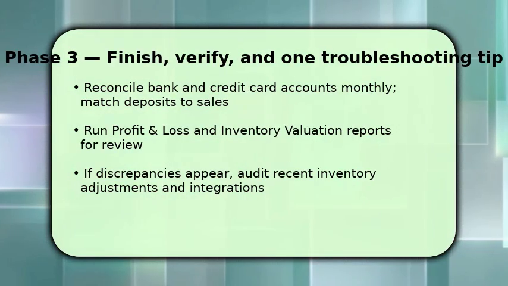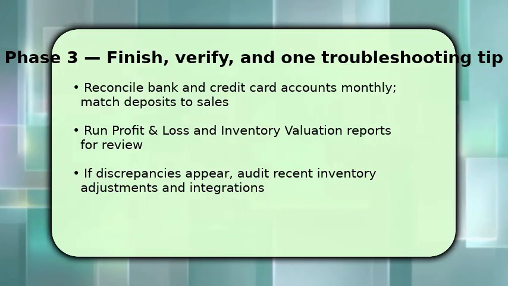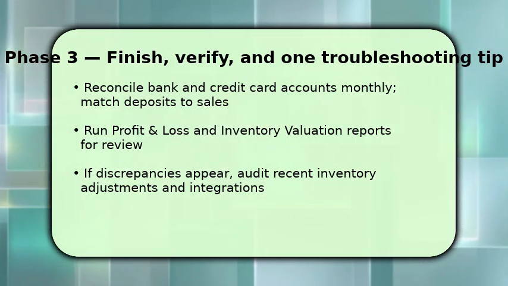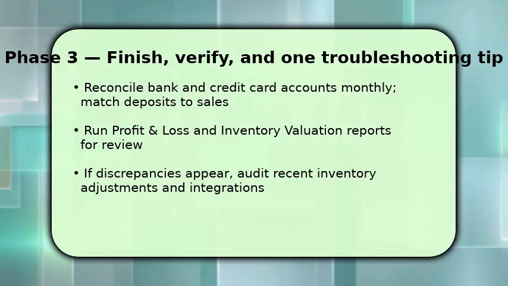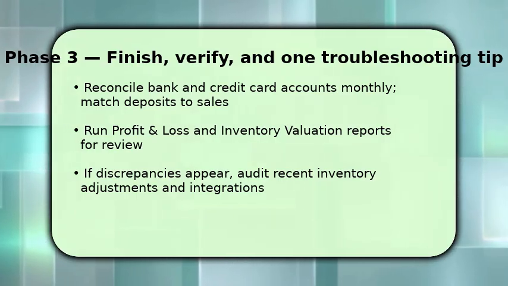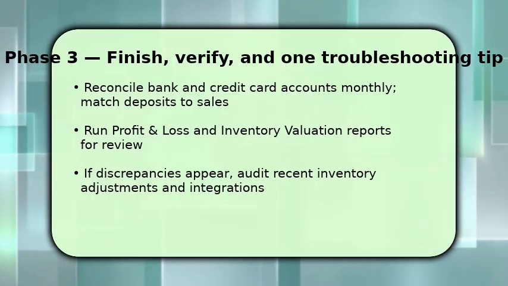To finish, reconcile bank and card accounts monthly, matching deposits to recorded sales and fees so cash aligns. Run profit and loss, balance sheet, and inventory valuation summaries to verify margins and stock value. Once done, close the books for the period and document any cost adjustments.